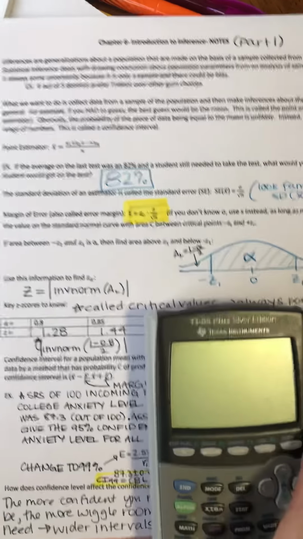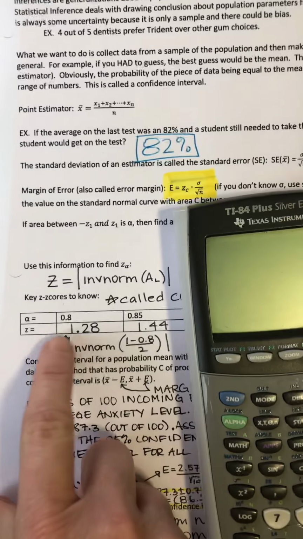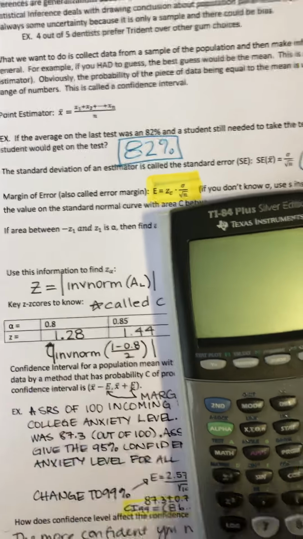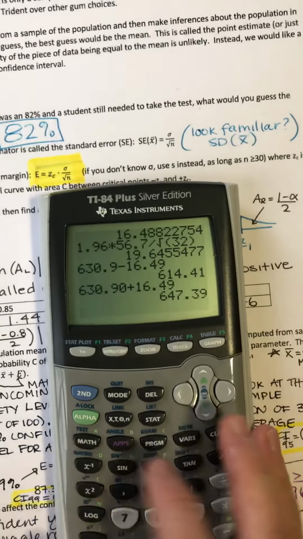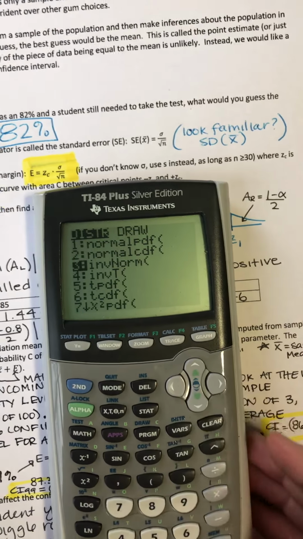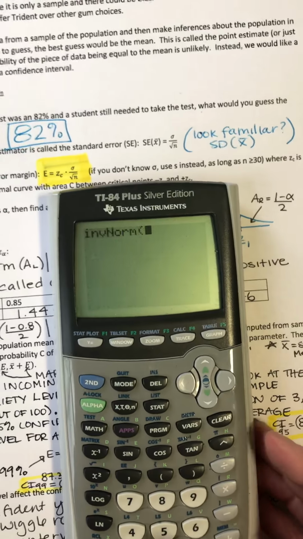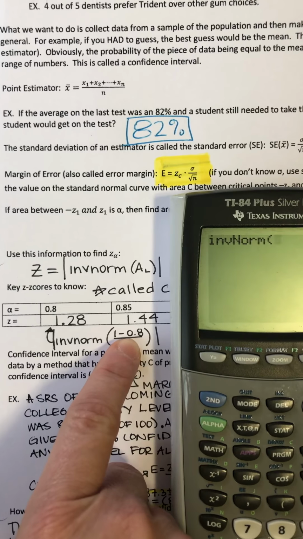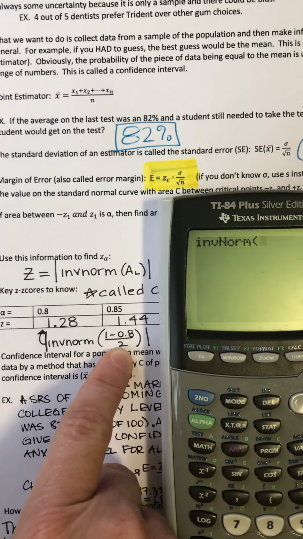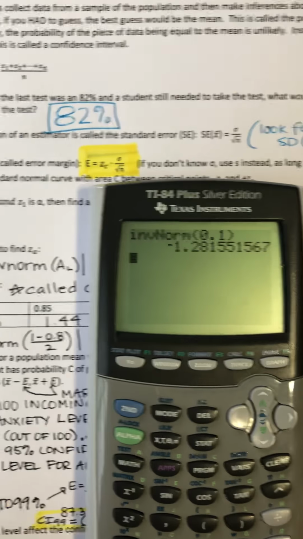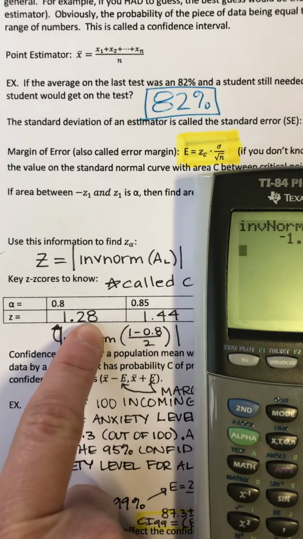So for example, if we wanted to find the critical value for an 80% confidence level, what you would do on your calculator is take the inverse norm of, if it's 80%, you would take 1 minus 80%, which is 20%, and divide it by 2, which is 10%. Written as a decimal, that would be 0.1. Then take the absolute value of that number, and you would get positive 1.28.